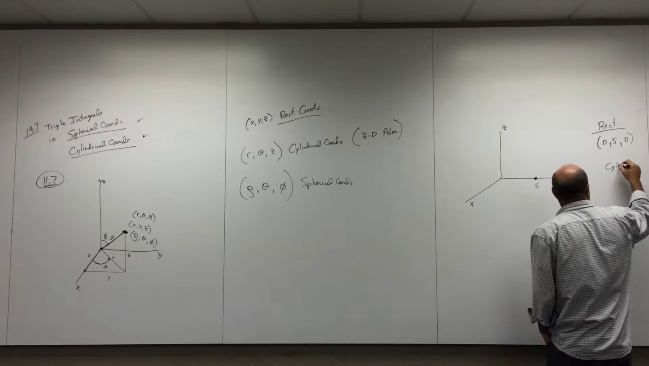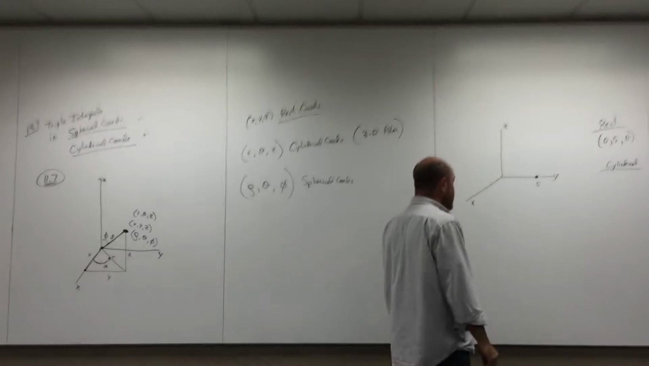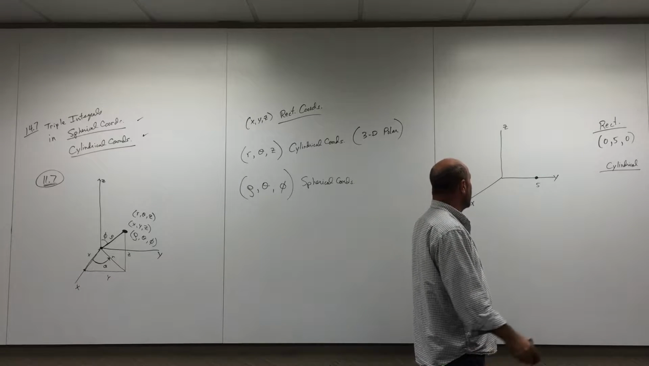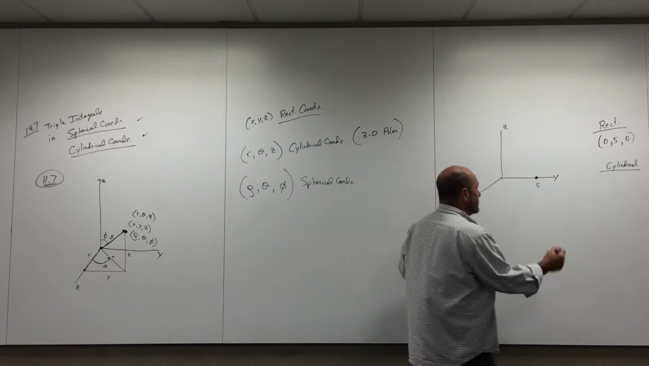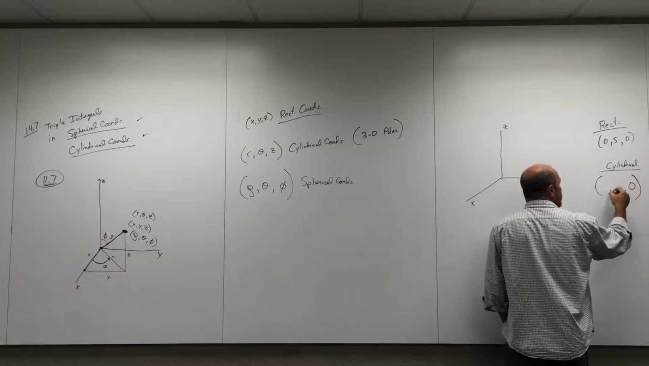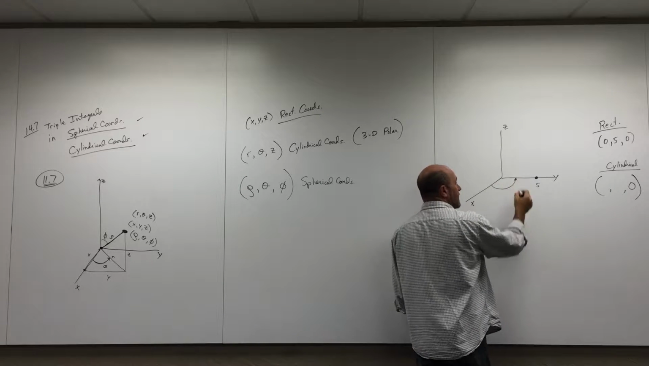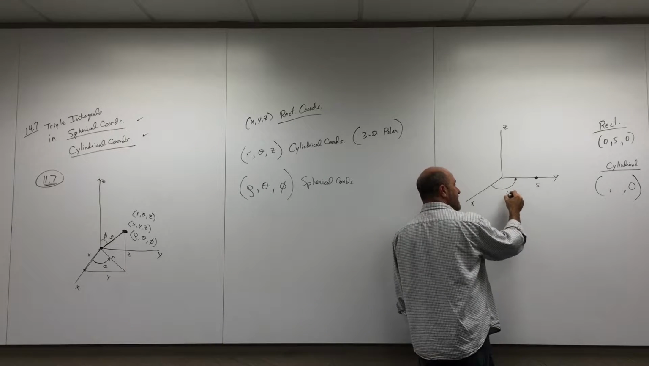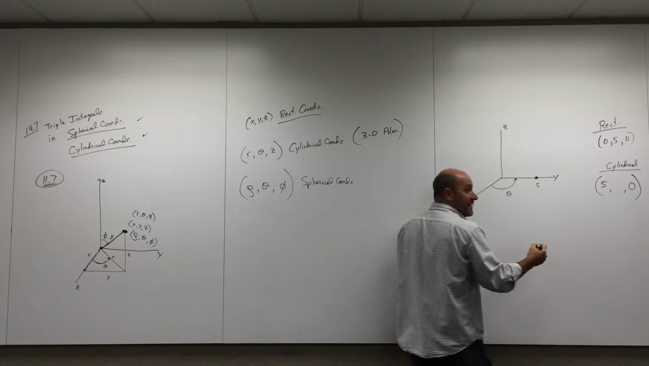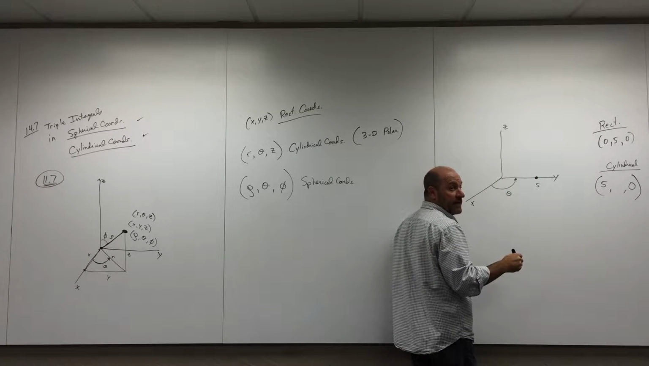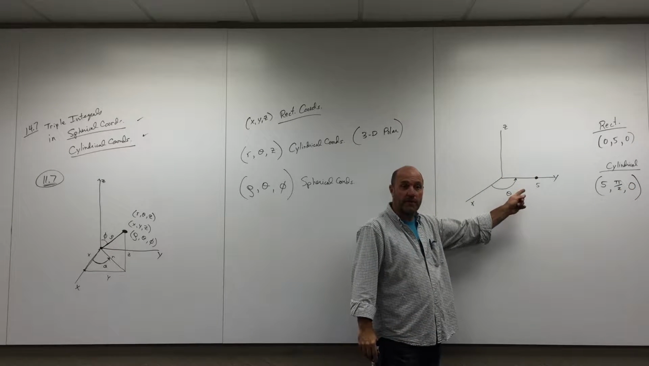Let's do cylindrical coordinates. So in cylindrical coordinates, that's just r and theta and z. Oh, guess what the z is? 0. Yeah, the z is still going to be 0 because it's in the xy plane. So it's r, theta, and z, but z is still going to be 0. So r and theta. I think the r is 5. The theta is the angle, pi over 2, 90 degrees. That's that point in cylindrical coordinates.